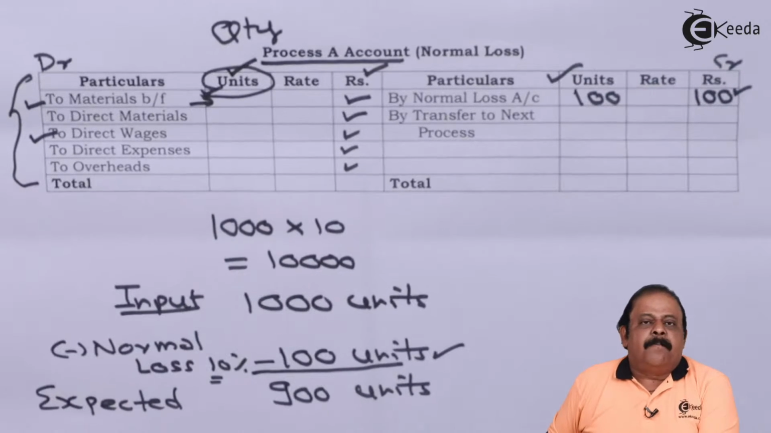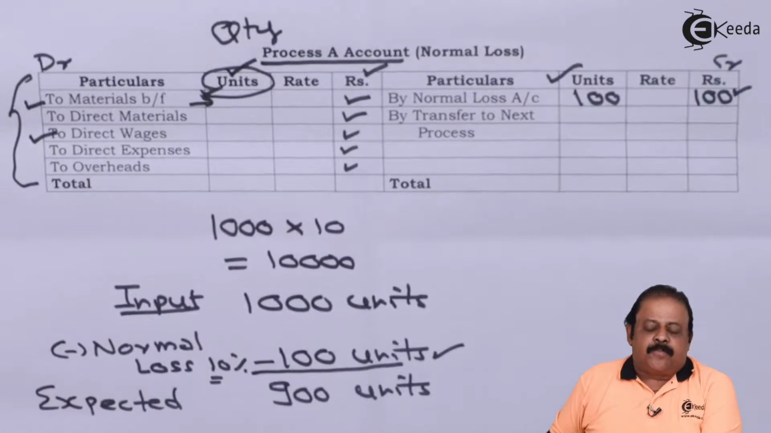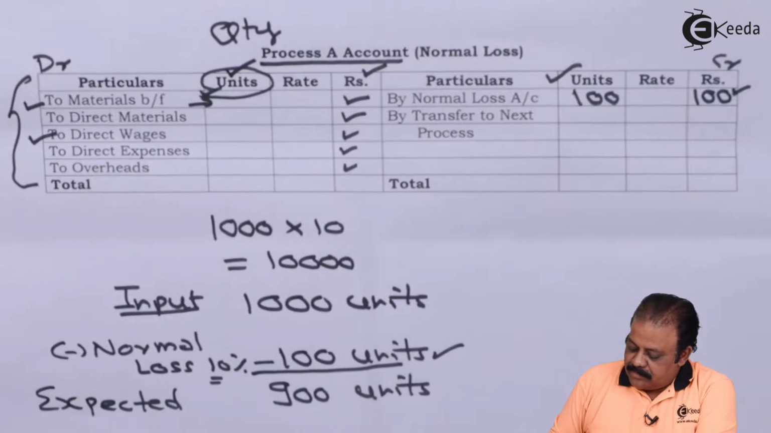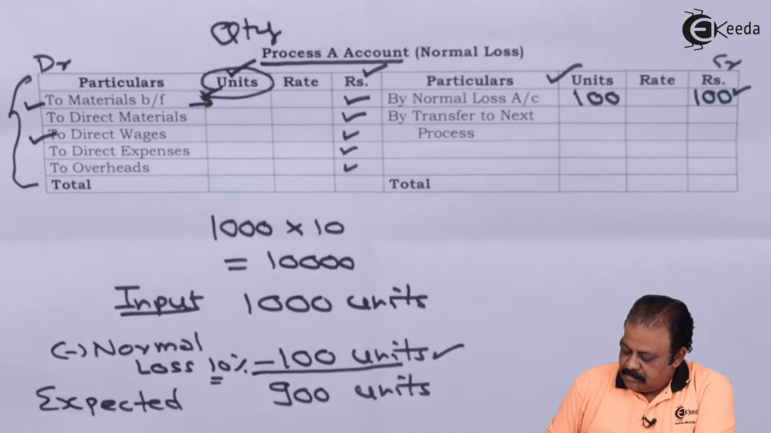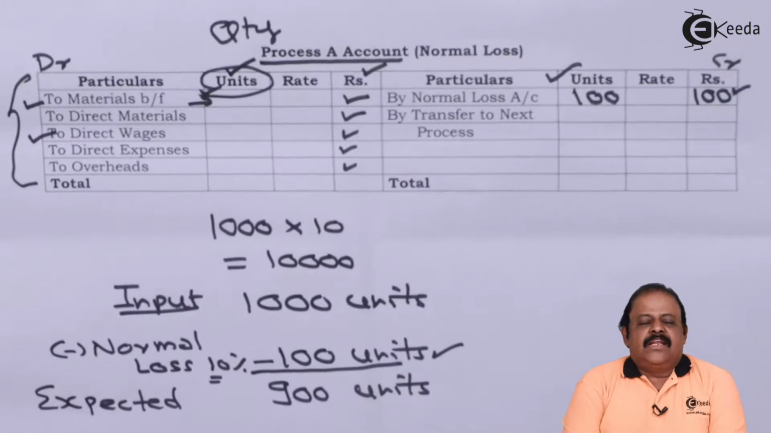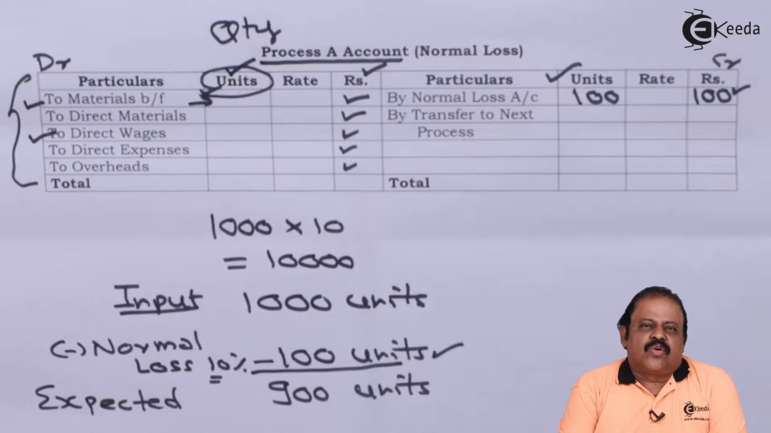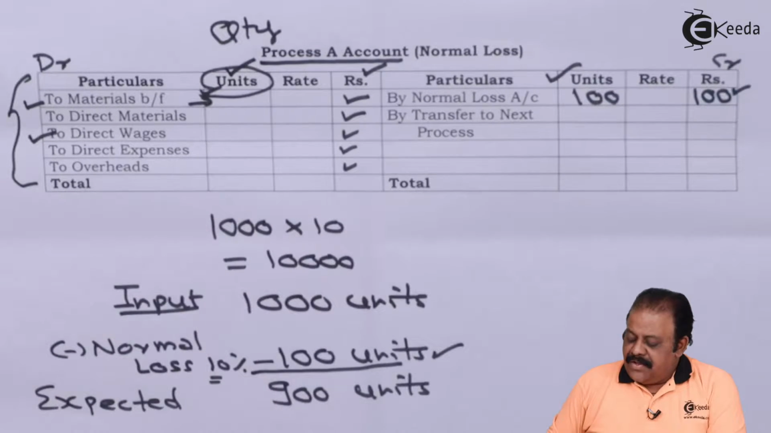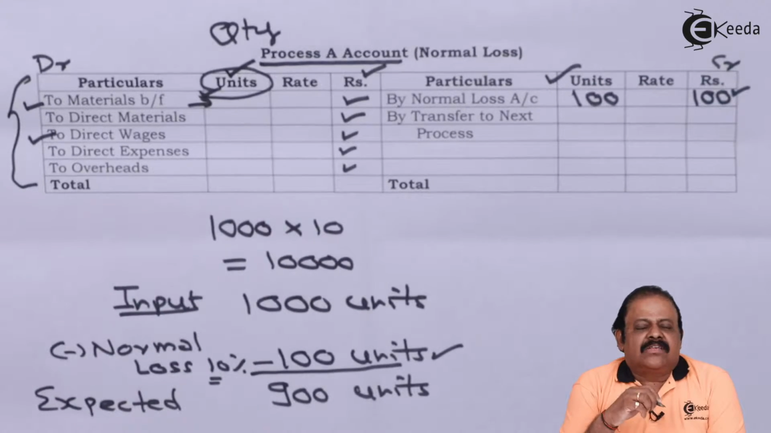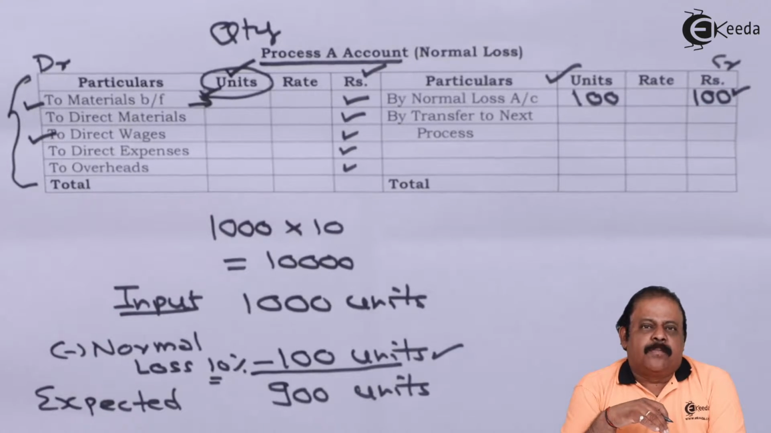Now this will be compared with actual output. There is a possibility that the actual output is also what is expected, that is 900 units. Here expected output and actual output are both equal. That means we got only normal loss. There is no abnormal loss or abnormal gain in this particular process.